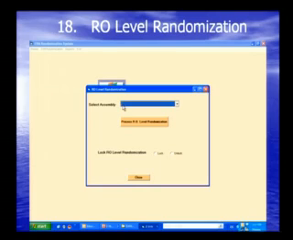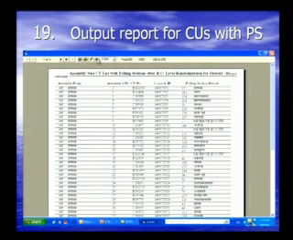Again, since we have put all the information inside it, we select the assembly. In case you are having 7 assemblies in a district, you put your number, the name of the assembly, and according to that information will come out. This is the assembly wise CU list with polling station after RO level randomization.